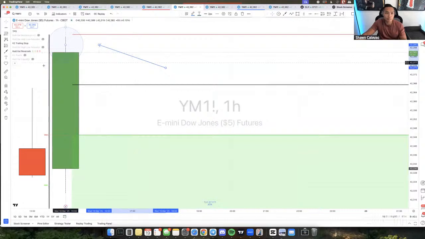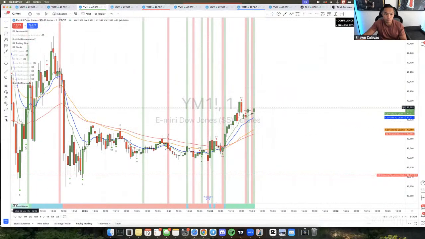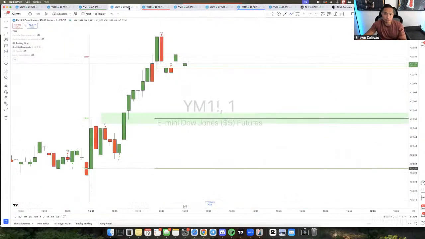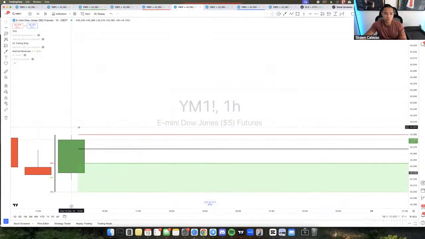So if I was to get something like that, that's what I'd use my confluences for. For example, if I get an MPSv2 setting up for a sell here, then I would take that because I have the confluences right here on the 1 minute, 30 minute, and 1 hour. So those are the confluences for market profile. That's just one of the things that I look at.